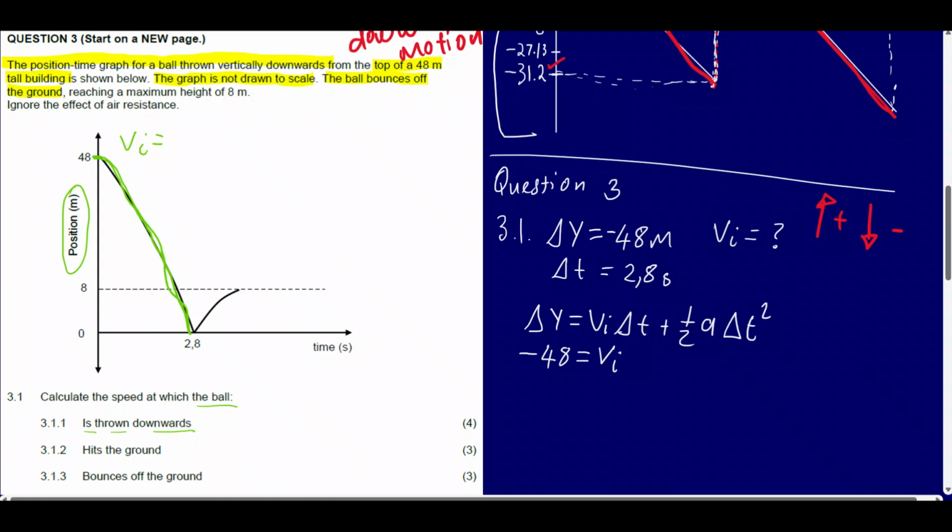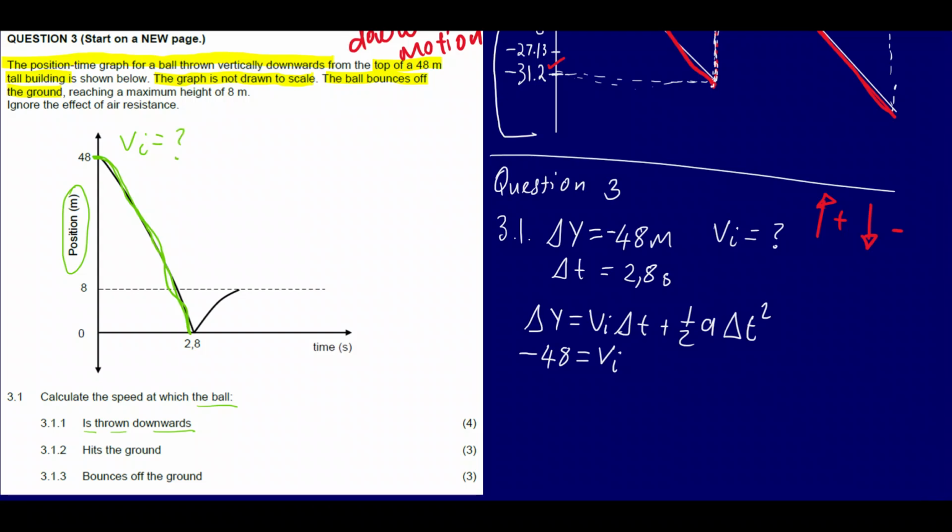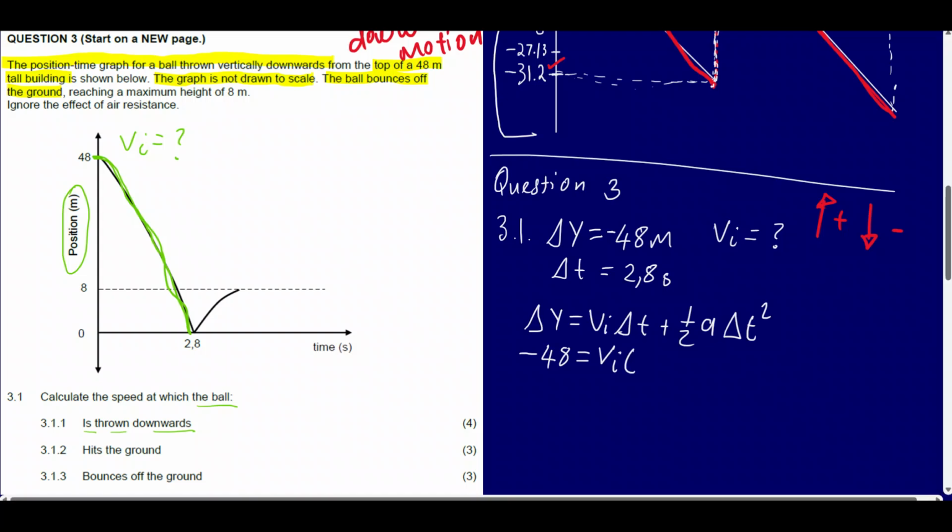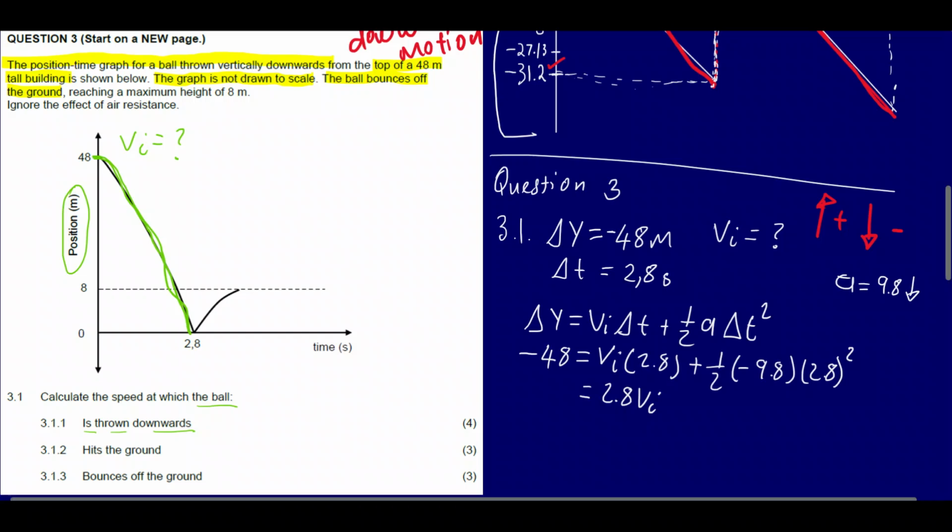And the vi is what we are calculating, which is the initial velocity at the point. We didn't have it this time around. So it's vi. What is delta t? It's going to be 2.8 seconds. Remember, time is a scalar quantity, we don't have to indicate the direction. And remember again, the acceleration we said is 9.8 downwards, so it's going to be negative 9.8. So what is the time? 2.8 seconds. If you do all the necessary calculations here, you'll get this.